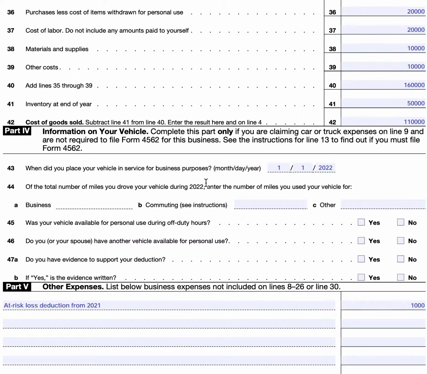So let's just say for business purposes, he drove 20,000 miles, he commuted 5,000, and then he drove 5,000 of personal. So basically 30,000 miles total, 2/3 of that was considered business. If your vehicle was available for use during off-duty hours, indicate yes or no. Do you or your spouse have another vehicle? These are all things that the IRS checks for when evaluating whether or not you should be able to deduct business mileage.